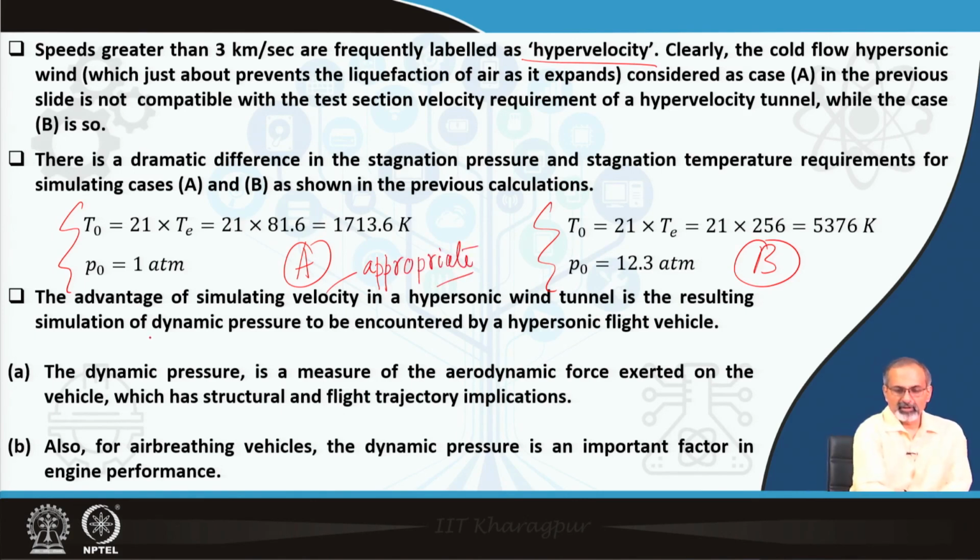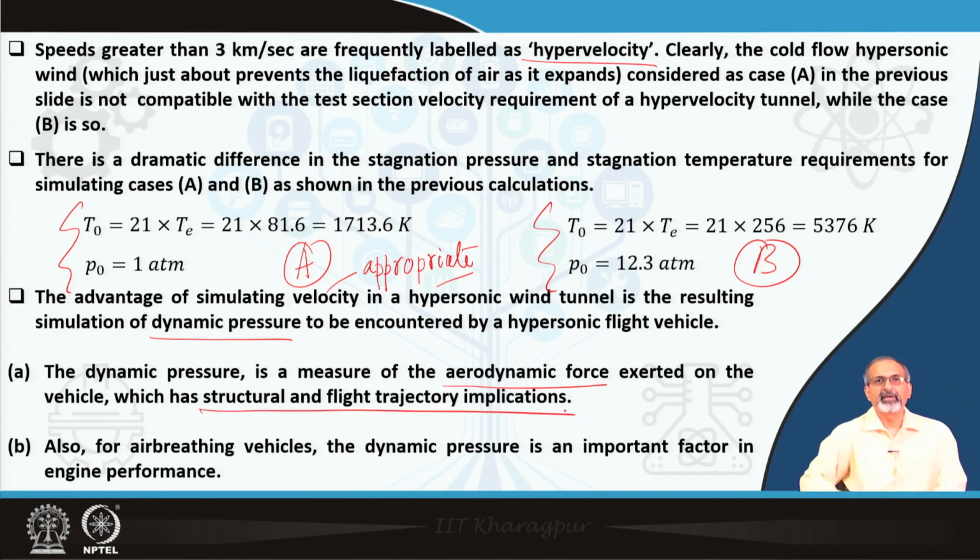And therefore, we are just assuring that dynamic pressure is well represented in the test section, and dynamic pressure has a direct connection with aerodynamic forces which are exerted on the aerodynamic surfaces of the vehicle, and therefore, it also has implications of structural integrity and flight trajectories. So, maintaining dynamic pressure is a very important requirement, and that is suitably met if you are maintaining the proper velocities in the test section, and therefore, having appropriate velocities connected with the practical application is so very important.